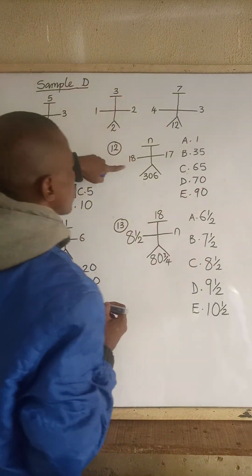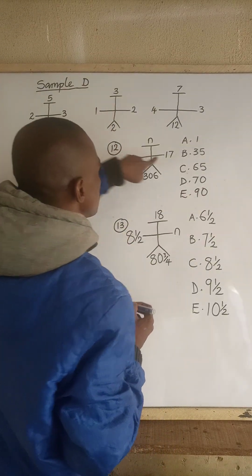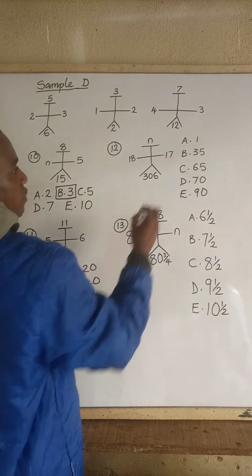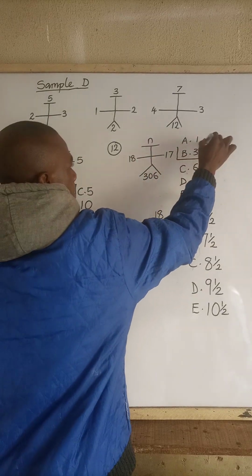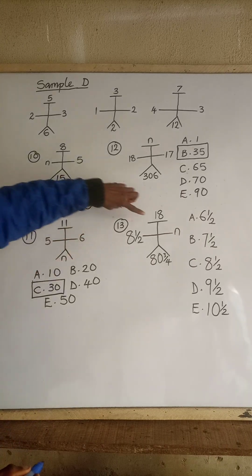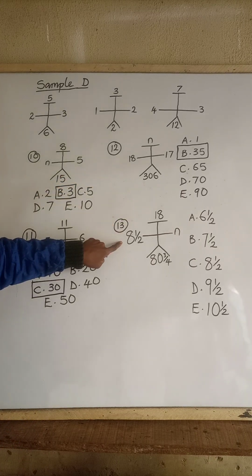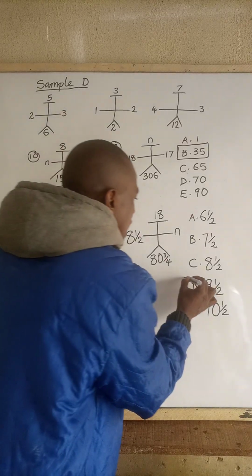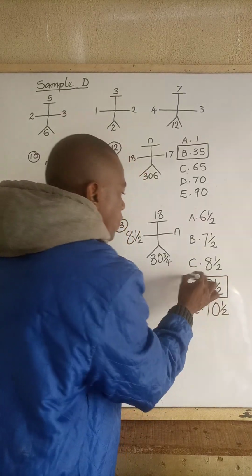In number 12, what we are going to do is 18 plus 17. It will give us 35. Then, question number 13 is 18 minus 8 and a half. It will give us what? 9 and a half.